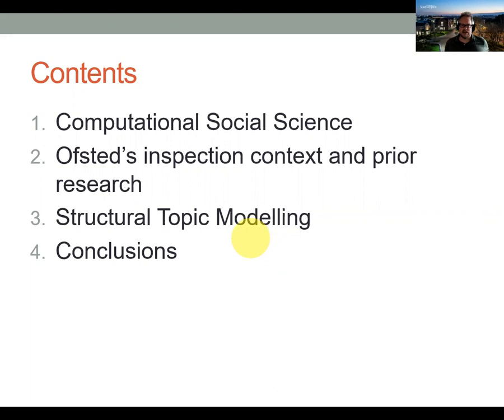Then I want to say something about the Ofsted inspection context for those who are unfamiliar with this, but also what that means for the data that is produced by them, and also some prior research that I've already done previously. Then for this particular part, I've looked at some structural topic modeling of these Ofsted documents, and that should bring me then to some conclusions regarding both the use of computational social science and the actual context, in this case, using these methods for Ofsted documents.